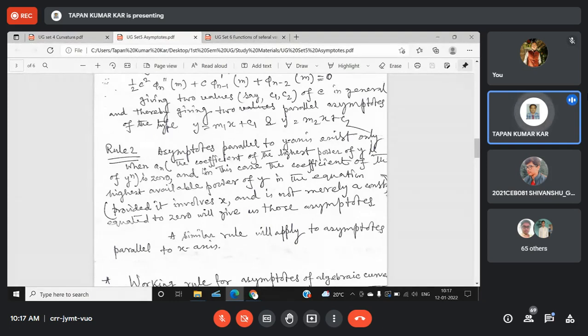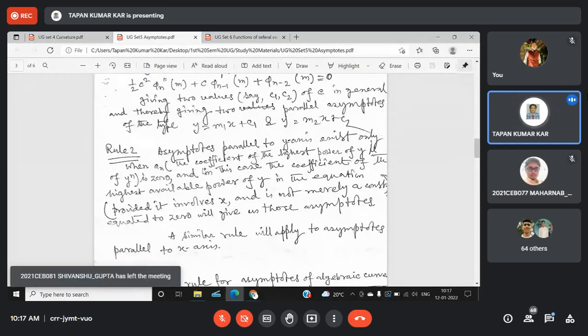So, if your algebraic curve is a cubic equation and y cube is not present, meaning its coefficient a3 is 0, so the highest power of y is absent. In that case, there are asymptotes parallel to the y-axis. Similarly, if x cube is not present, meaning its coefficient is 0, there are asymptotes parallel to the x-axis.